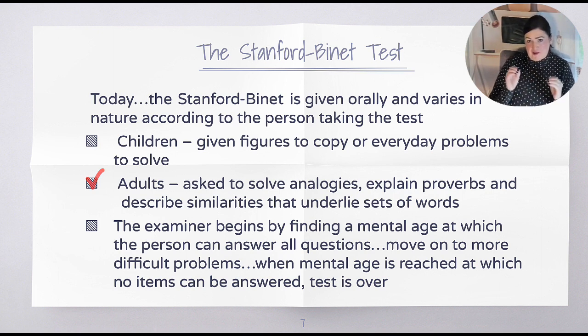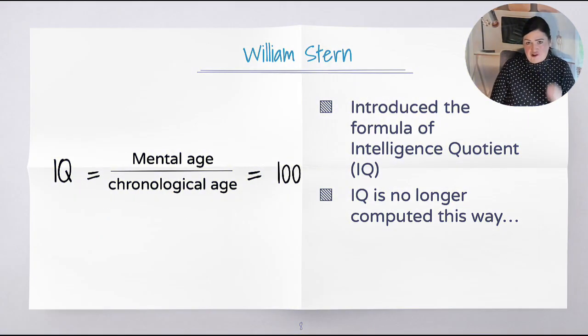The examiner begins by finding a mental age for a person, an age at which the person can answer all of the questions given. Then they move on to a more difficult set of problems when the mental age is reached, until the point at which no items can be answered, and therefore the test is over. Once the person can't answer any more questions, you realize you don't have a mental age above that question. So now we know we have found your mental age a couple of questions ago. William Stern is up next.